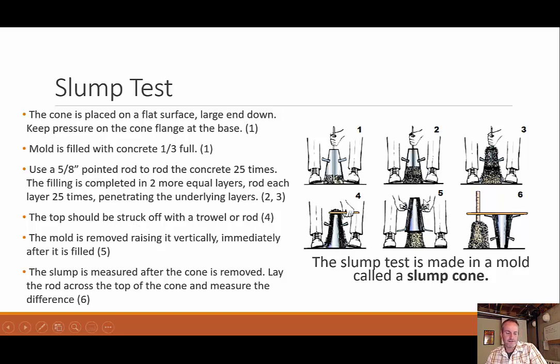And then you can see in step 5, you're going to lift straight up, because if you start to go sideways, that of course will affect it and knock it over, but you're going to go straight up. And after you go straight up, you flip your cone upside down, and usually you can put the same tamping rod right on there, and you want to measure how far the slump is, because this is the original height, and that would be the distance that it changed.